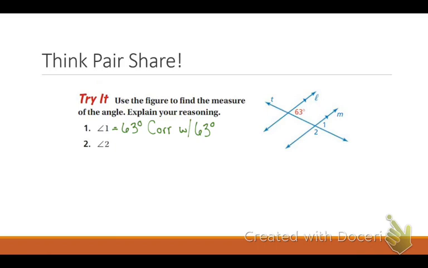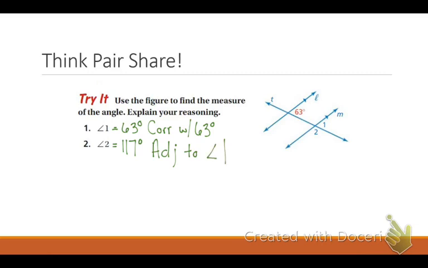Did you guys get that? That it was corresponding? Mickey, did you get that? All right, Michael? Michael, what about angle 2? Not yet. Anybody have angle 2 yet? Trey, Maddox, do either one of you have it? 117 degrees. Yes, very good. 117 degrees. Why? That's adjacent. Perfect. Yep, adjacent to angle 1.